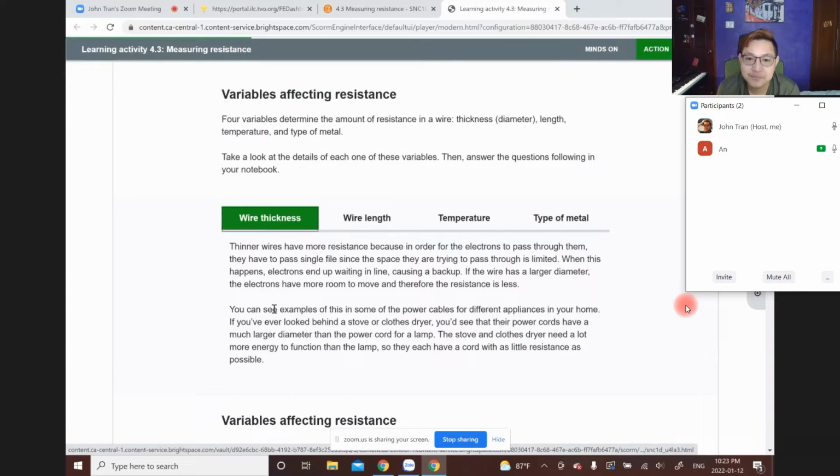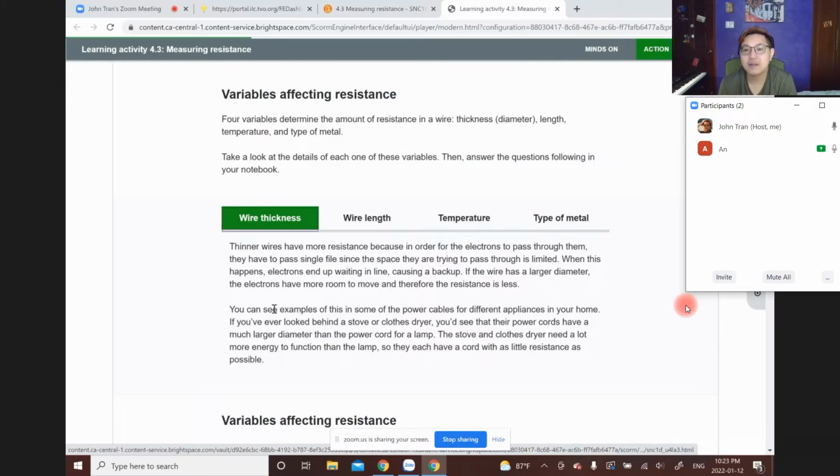But then their cords need to be thicker to allow the electrons to flow into the device themselves, right? You don't need even more resistance, because the cord needs to allow that much electricity to flow through into the device in the first place. So you don't need that extra thinness to increase resistance, right?